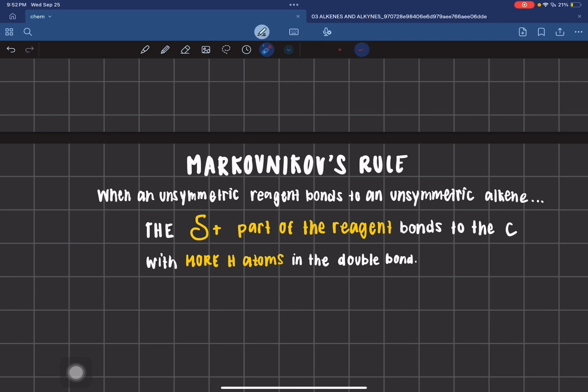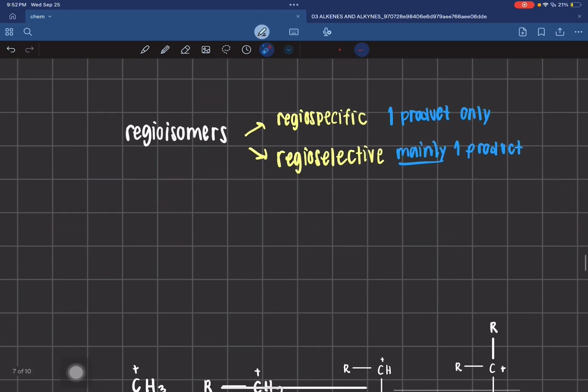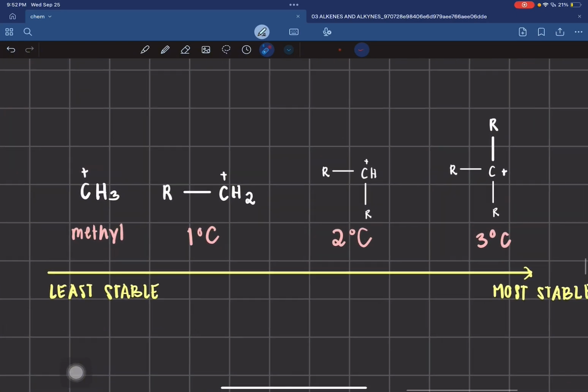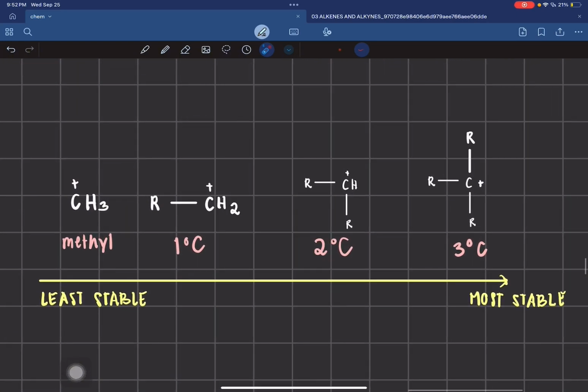Alright? So, there are two factors that confirm Markovnikov's rule. First is the number of hydrogens and the classification of the carbocation. Alright, so let's look at them. Down here, we can see a diagram for the least stable and most stable carbocations. So this is called a primary carbocation. Then this is secondary and this is tertiary.